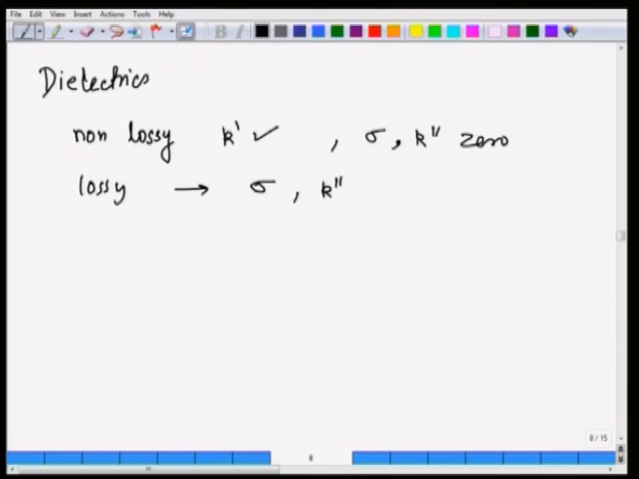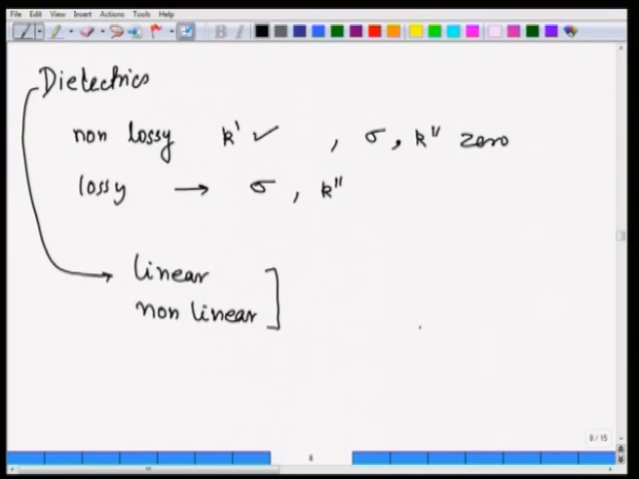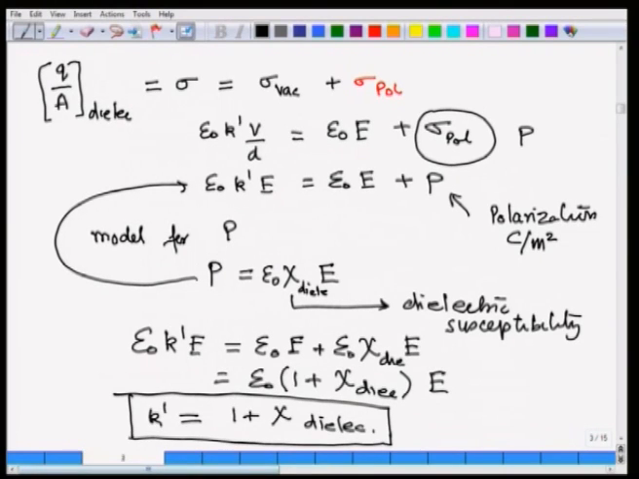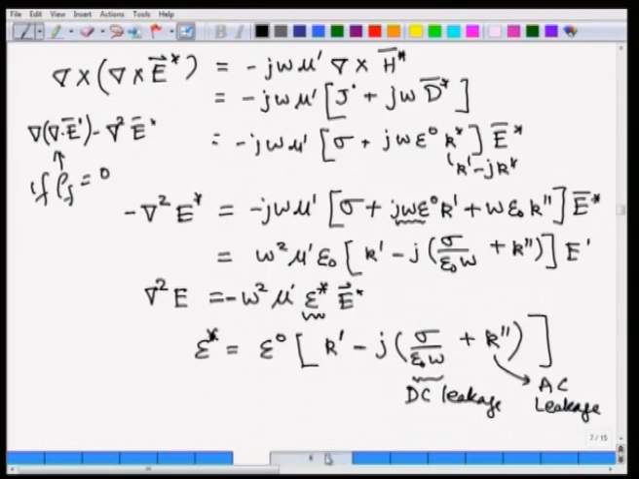The dielectrics I am going to divide into two parts. One is linear and the other non-linear. This definition comes from the relationship, what is the proportionality between P and E. Remember, if you go back some slides, we had said that the proportionality of P and E is given by the dielectric susceptibility. The question is whether this dielectric susceptibility is also a function of E or it is constant. This is the question we are addressing now.